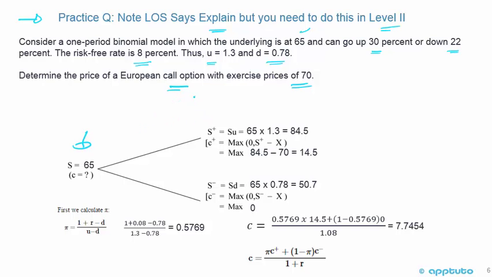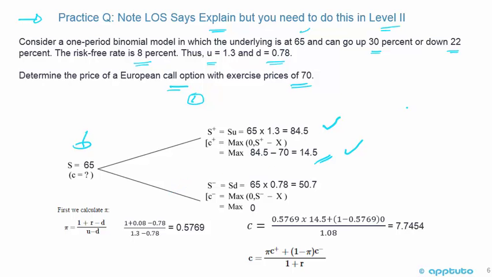So the first thing that we do is we look, we're starting at $65. If the stock goes up by 30%, it's going to be 65 times 1.3. The stock price on the upside would be 84.50. So then we can value the call at C plus, which is the maximum of 0 or the price of the underlying at expiration minus the exercise price. And we have an exercise price of 70. So 84.50 minus 70, the value of the call option here after one period is 14.50.